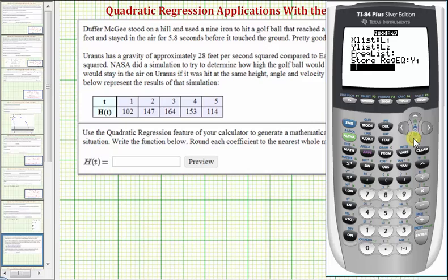So now we go down to calculate and press enter. If you have an older version, you just press enter once you have the quadratic regression on the home screen.